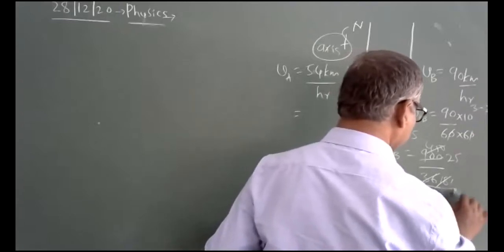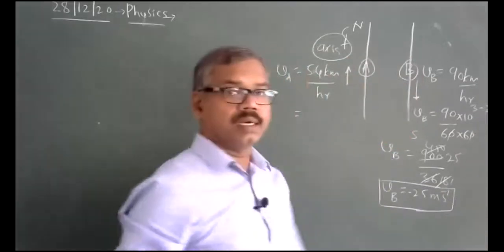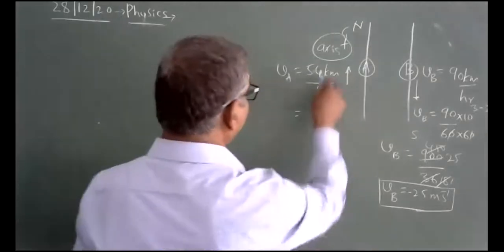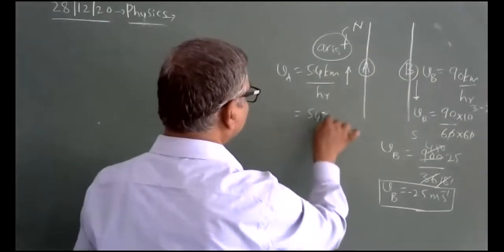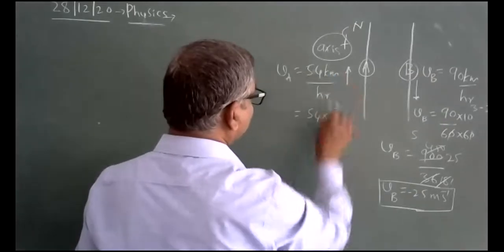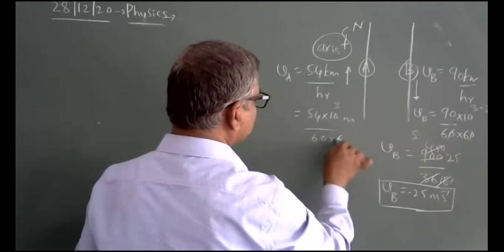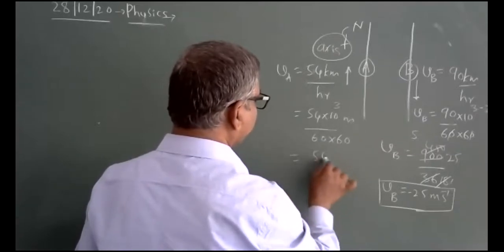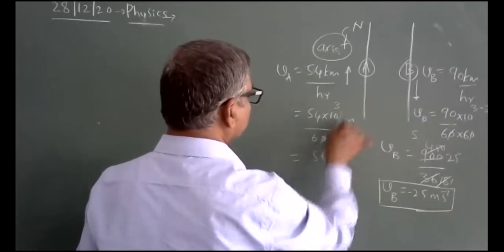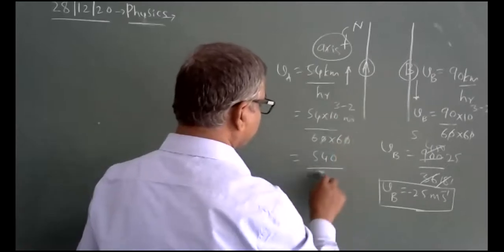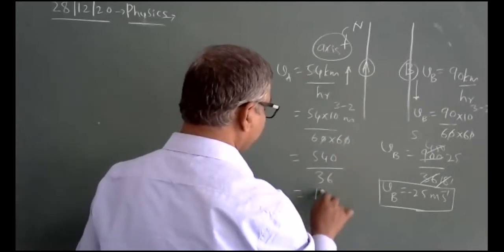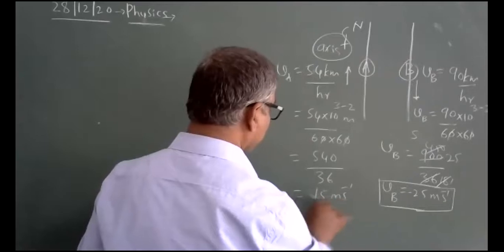So this is the calculated part. Train A is moving towards north. You convert it again, you'll get 54 into 10 raised to plus 3. Kilometer means meter, and each hour equals 60 into 60 seconds. Mathematically you'll get 540 divided by 36. You simplify, you'll get 15 meter per second. This is going to be positive.